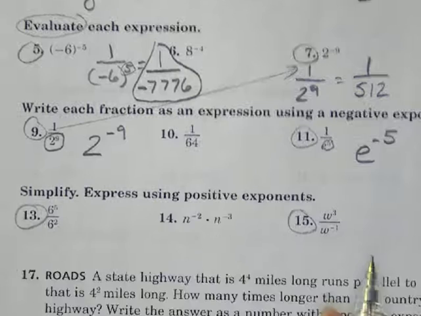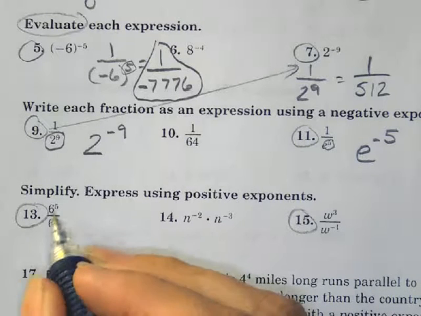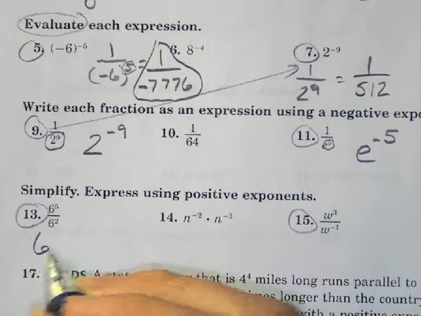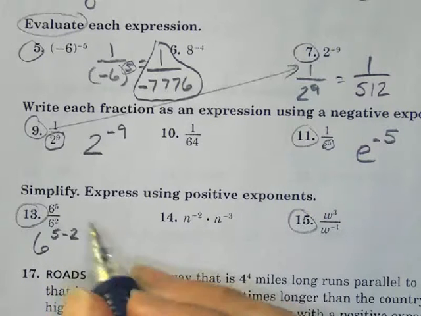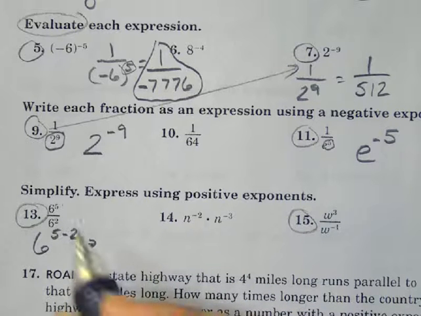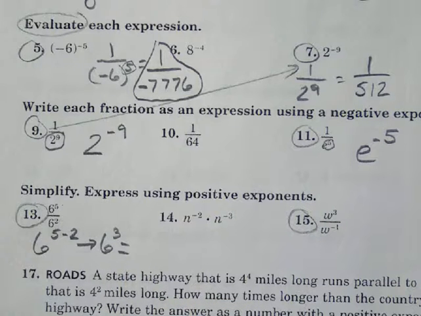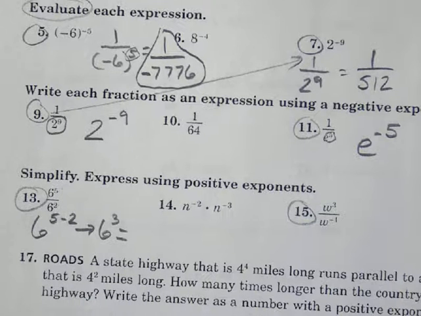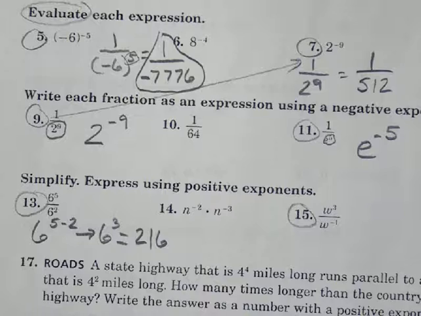For number 13, to simplify the expression, when I have the same bases and I have a division here, this becomes 5 minus 2. I do the top one minus the bottom one, and so 6 to the 5 minus 2 is 6 to the 3rd power, and that equals, in our case here, 6 times 6 times 6, 216 as a final solution there.